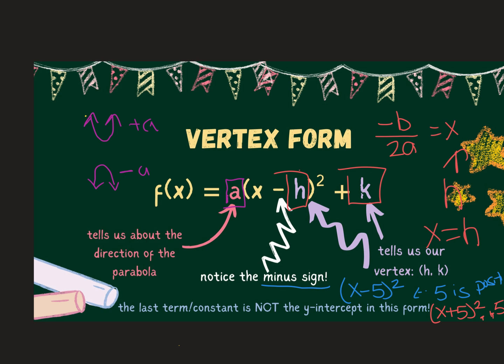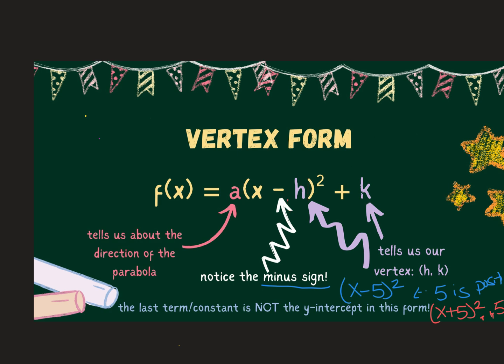I know it sounds confusing, but we'll practice it and it should make better sense once we put it into practice. So we know that an x value is only 1/2 of the vertex. We also need the y value. So if h is our x value of our vertex, what do you think our y value is?